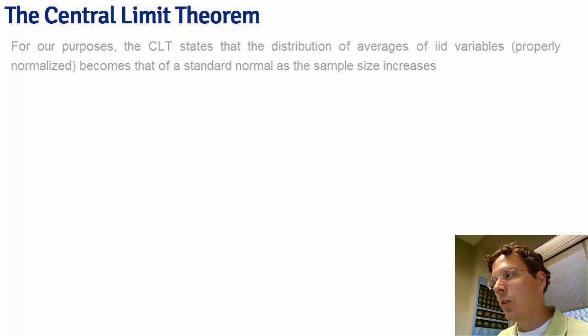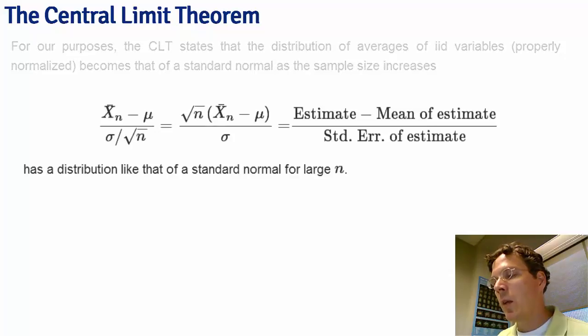The basic result is that if we take an estimate, like the sample average, x bar, subtract off its population mean, mu, and divide by its standard error, sigma over square root n, that random variable limits to that of a standard normal. I would also add that replacing the population standard deviation, which is unknown, by the sample standard deviation, which is known, does not change the central limit theorem.